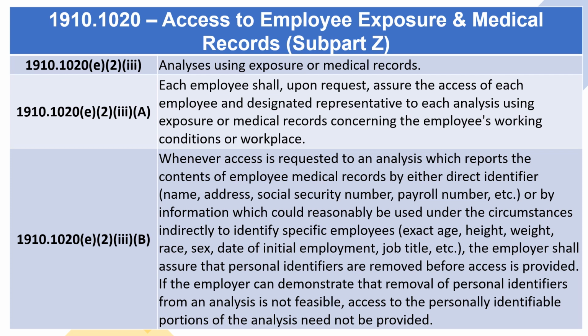1910.1020(e)(2)(iii)(B), whenever access is requested to an analysis which reports the contents of employee medical records by either direct identifier (name, address, social security number, payroll number, etc.) or by information which could reasonably be used under the circumstances indirectly to identify specific employees (exact age, height, weight, race, sex, date of initial employment, job title, etc.), the employer shall assure that personal identifiers are removed before access is provided. If the employer can demonstrate that removal of personal identifiers from an analysis is not feasible, access to the personally identifiable portions of the analysis need not be provided.